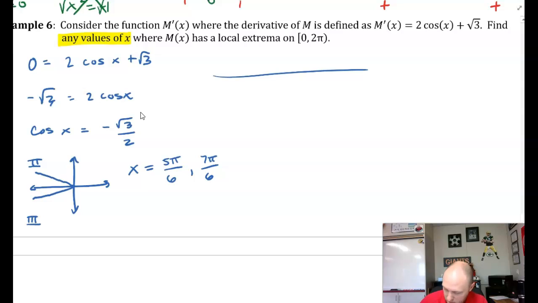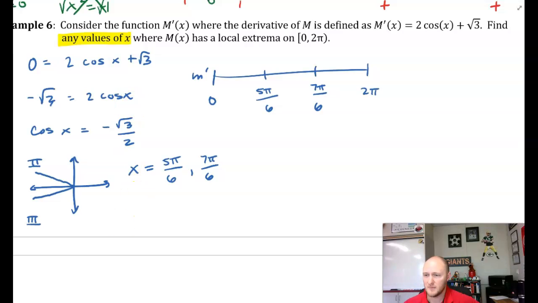Okay. So there we go. I'm going to go ahead and plot these on an m prime graph. 5 pi over 6, 7 pi over 6. And they want it on the interval 0 to 2 pi. So one way that you can do this is you can graph based upon your knowledge of the cosine function, or you can go ahead and test values. I'll show you both, but I'm going to talk about testing values.